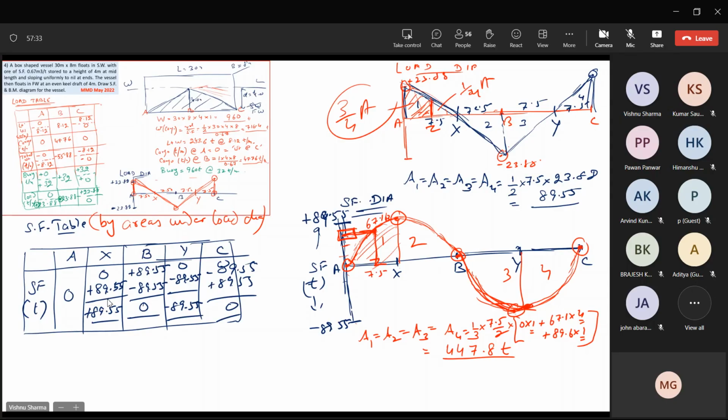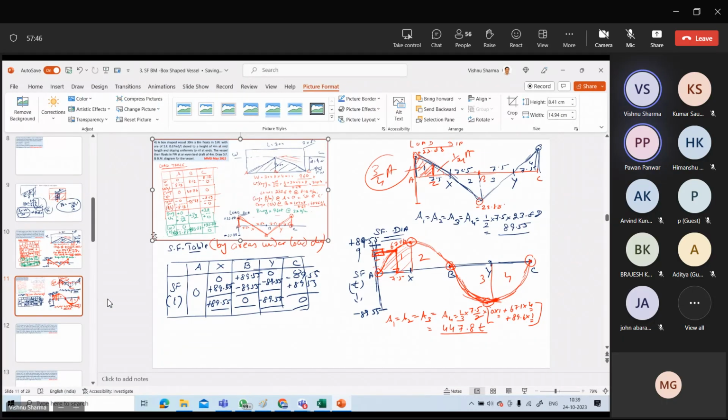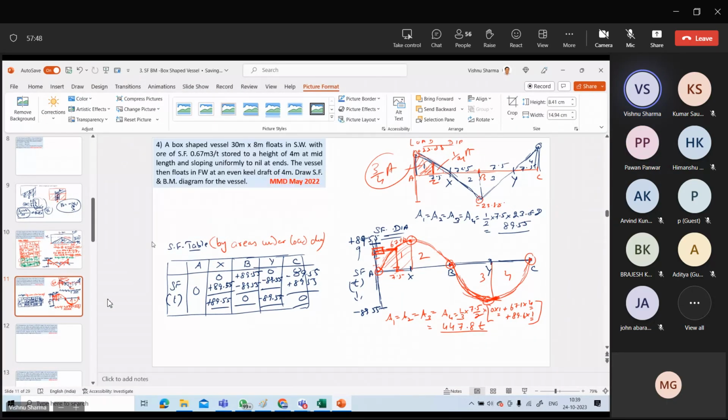Okay. Now we will make the SF, so now what I'll do is I'll retain this and I'm going to clear the page on top. No, sir, I'm just removing, don't worry, I'm removing only this bit.